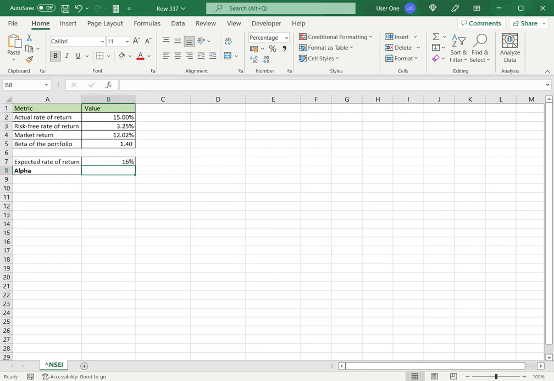Now to calculate the alpha, I just need to compute actual rate of return minus the expected rate of return. So I see that since it is a negative number, the portfolio has not done as well as it should have. Using these formulas, you can actually create this little calculator to compute the alpha. Once you have these formulas in place, you can apply this to other portfolios you may have or any other comparisons by changing these values.